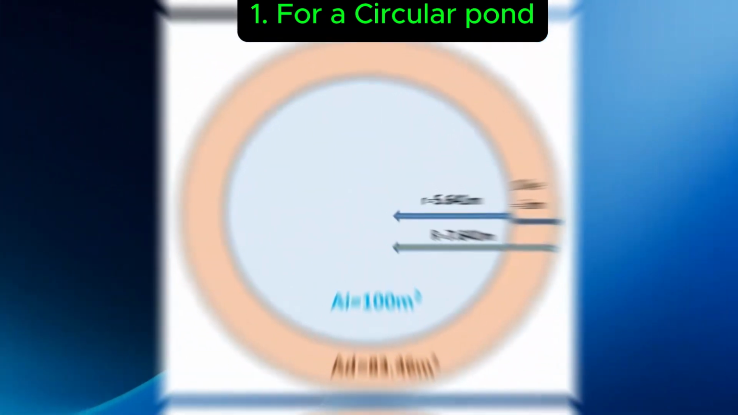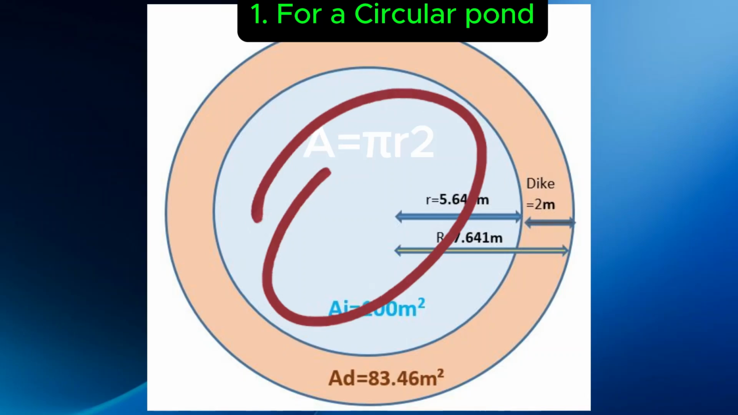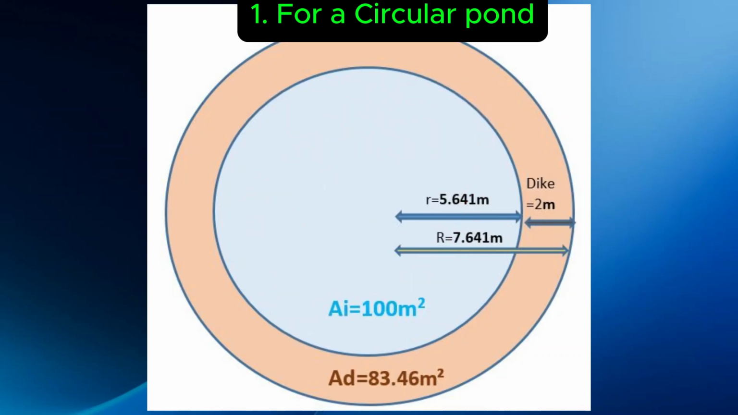For a circular pond with an area of 100 square meters, consider a circular pond as having the circles as shown in the image below. Using the formula, area equals pi times radius squared. Since the area of the pond is the same as that of the inner circle area, AI, we can conclude that the area of the inner circle, AI, with radius r is 100 square meters. From the formula above, solving for small r gives r approximately equals 5.64 meters.